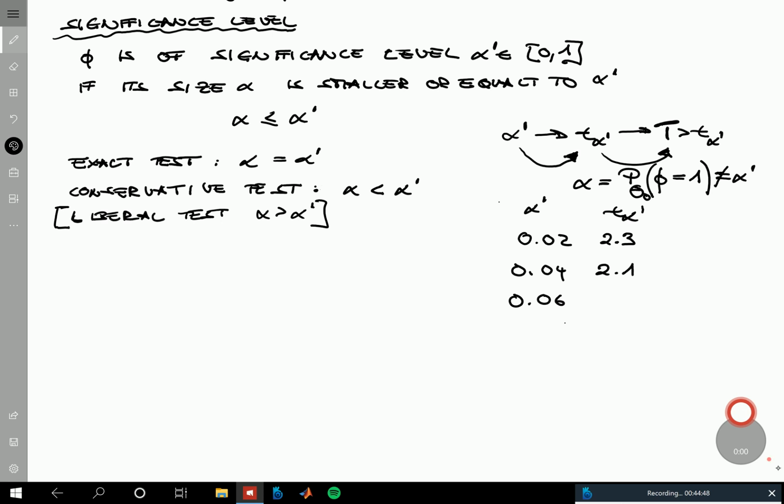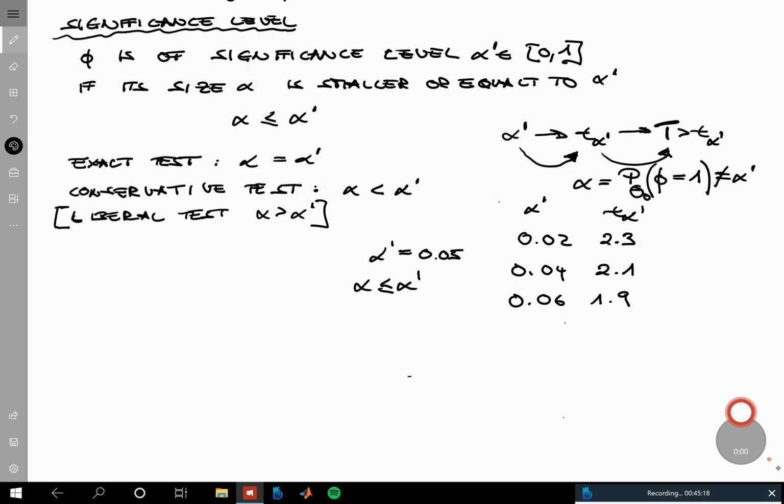2.1 to make it simple. Here you have 1.9. Now you want to have a significance level of alpha prime, so let's say you have alpha prime being 0.05, and so you want to make sure that the test size, so the actual error rate, is smaller or equal to alpha prime.